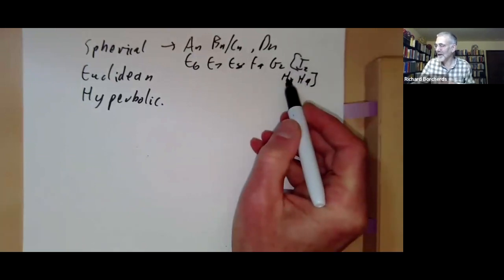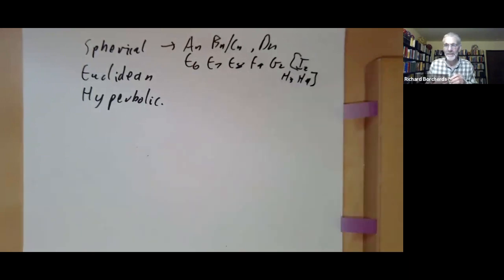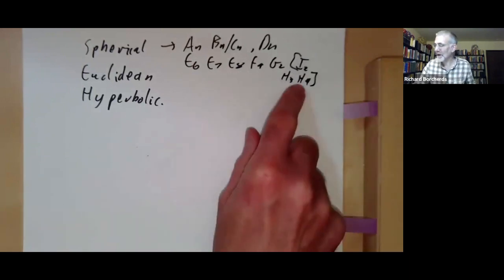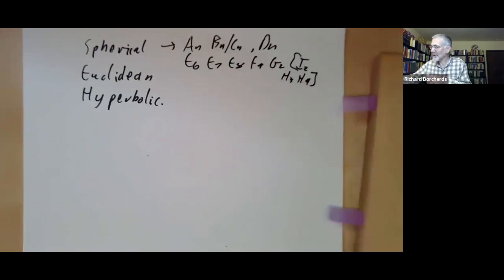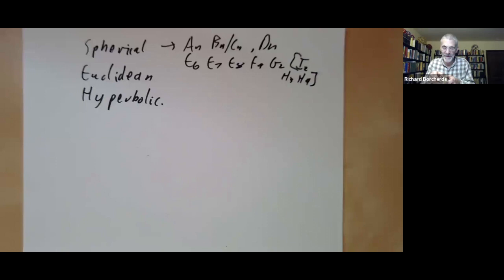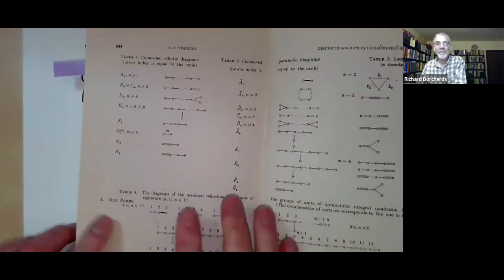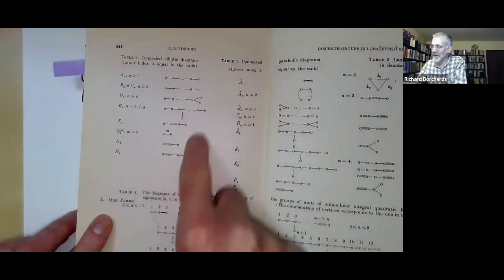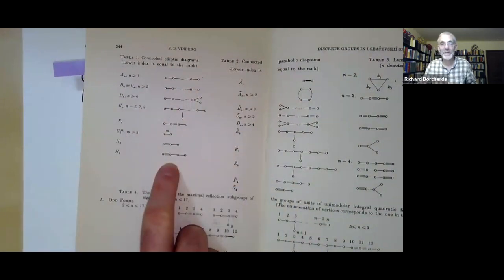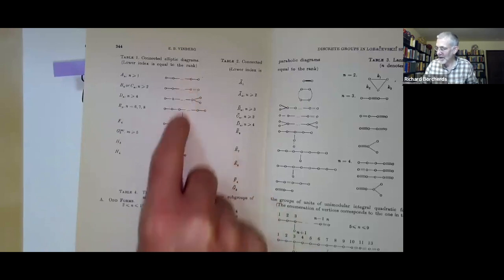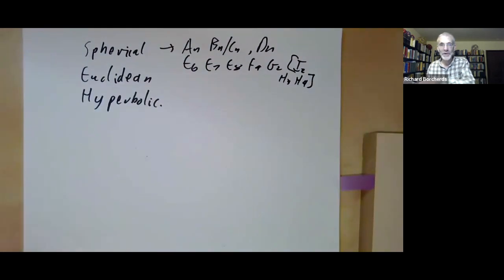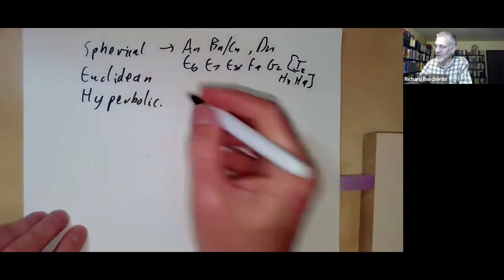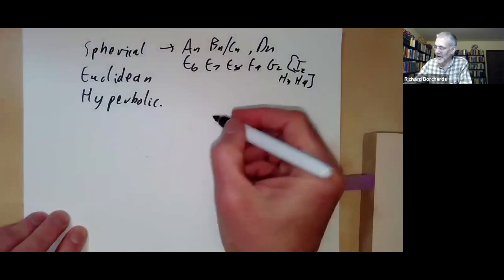So this is the icosahedral group, and these are ones that don't correspond to Dynkin diagrams. So for pictures of them, well, I sort of showed you pictures of them in Vinberg's paper, so I'll just do that instead of drawing them all out again. So here's a list of the Coxeter diagrams of the spherical reflection groups.